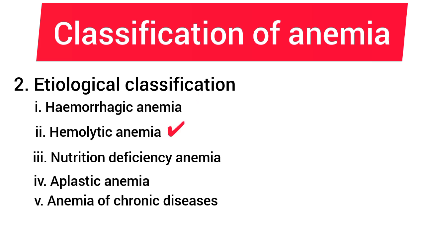Number two is hemolytic anemia. Hemolysis means the destruction of red blood cells. Hemolytic anemia occurs because of excessive destruction of red blood cells. When the shape of red blood cell is abnormal, red blood cells become more fragile and hemolysis occurs easily. It occurs in two inherited conditions called sickle cell anemia and thalassemia.